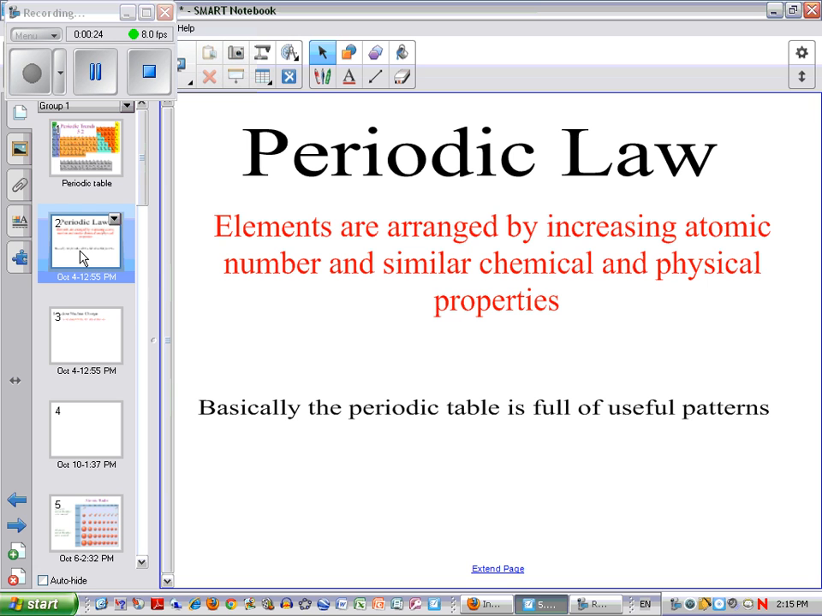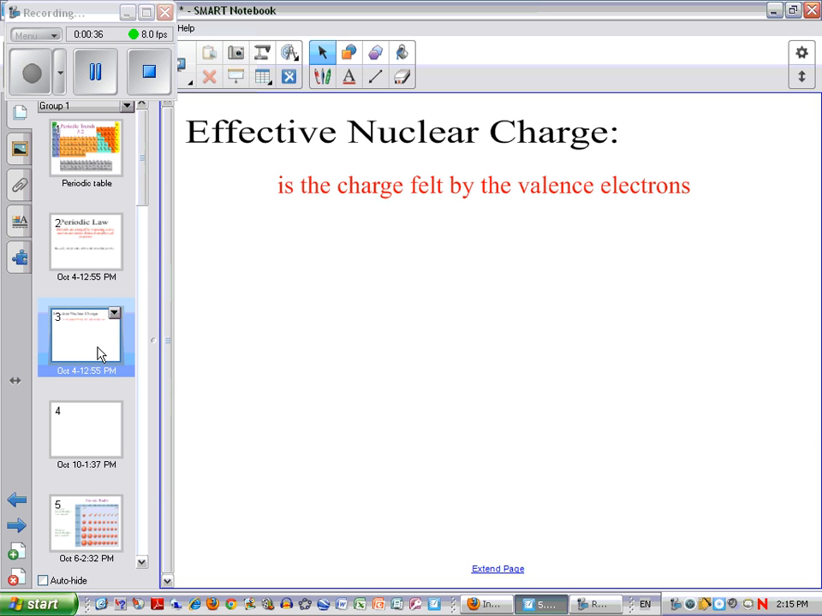So basically our periodic table is full of useful patterns, which I love, which means there's even more information in the periodic table than what you see, and I think you guys have learned that so far. In order to understand some of these patterns, you need to understand something called effective nuclear charge. I also will refer to this as nuclear pull. This is the charge felt by the valence electron.